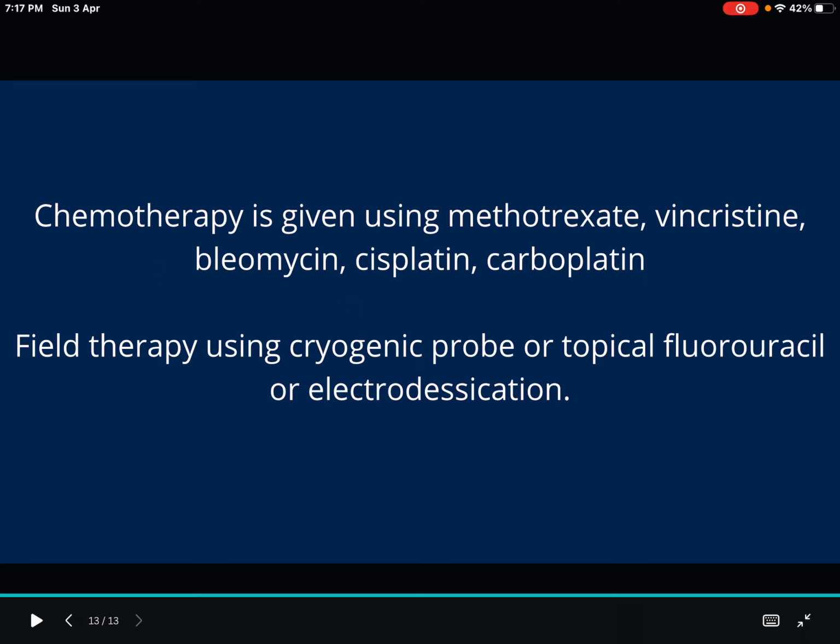The next one is chemotherapy. Radiotherapy we have discussed, even chemotherapy we can give. What are the drugs used for chemotherapy? Methotrexate, vincristine, bleomycin, cisplatin, carboplatin. And field therapy using cryogenic probe, topical fluorouracil or electrodesiccation. Just keep in mind these names.